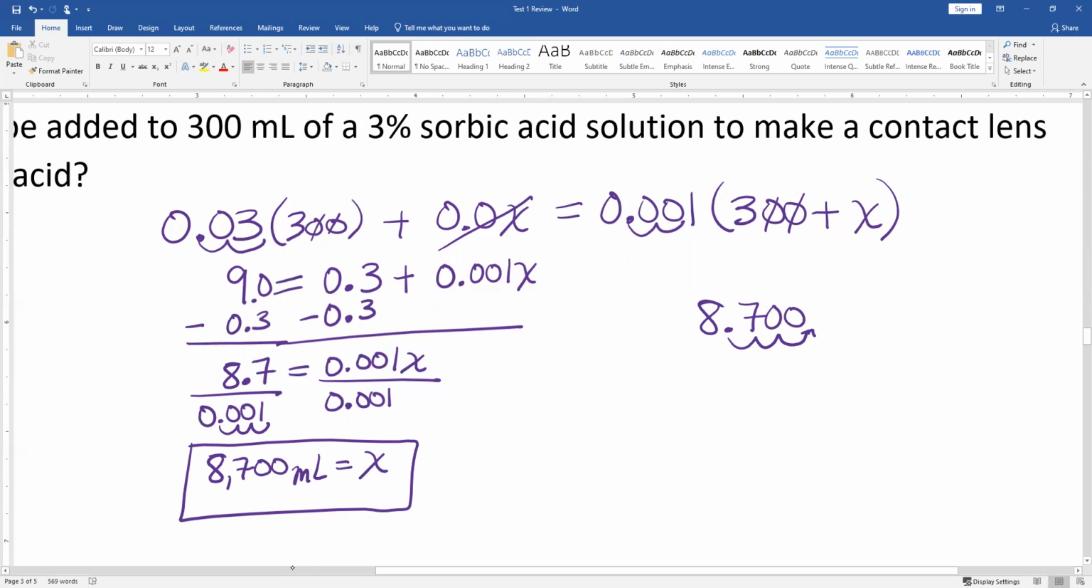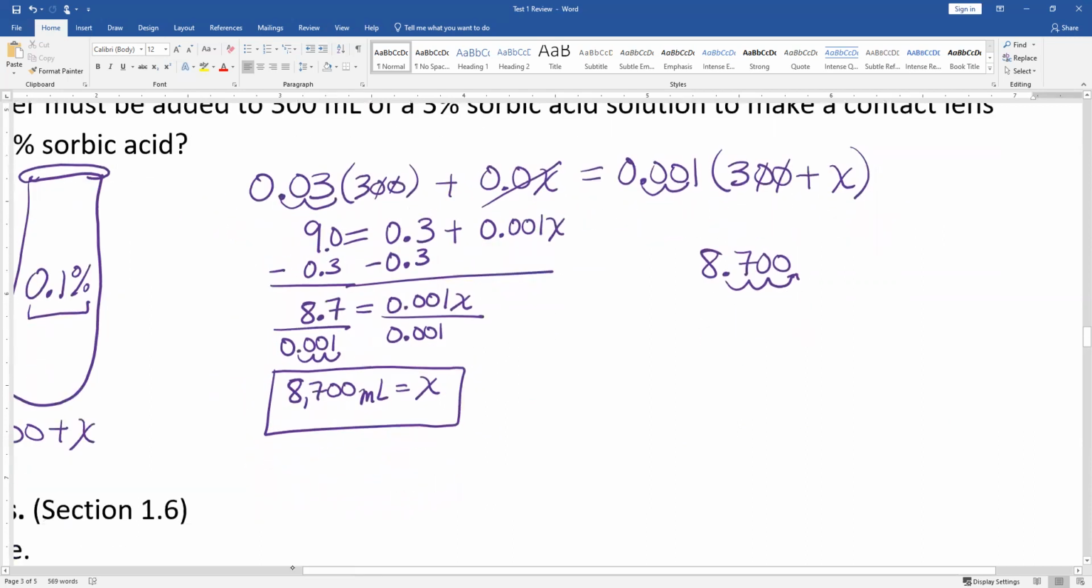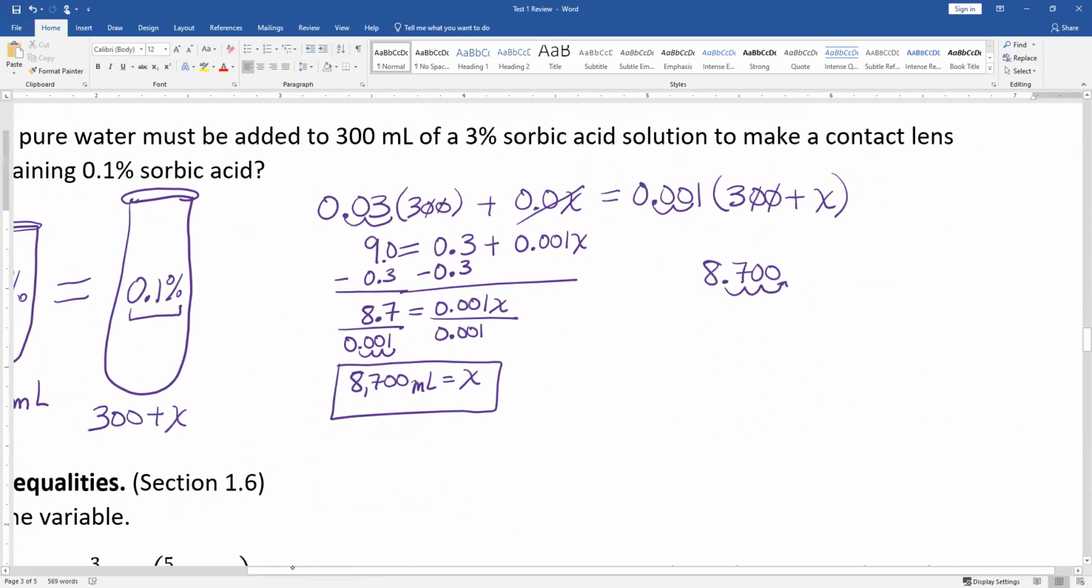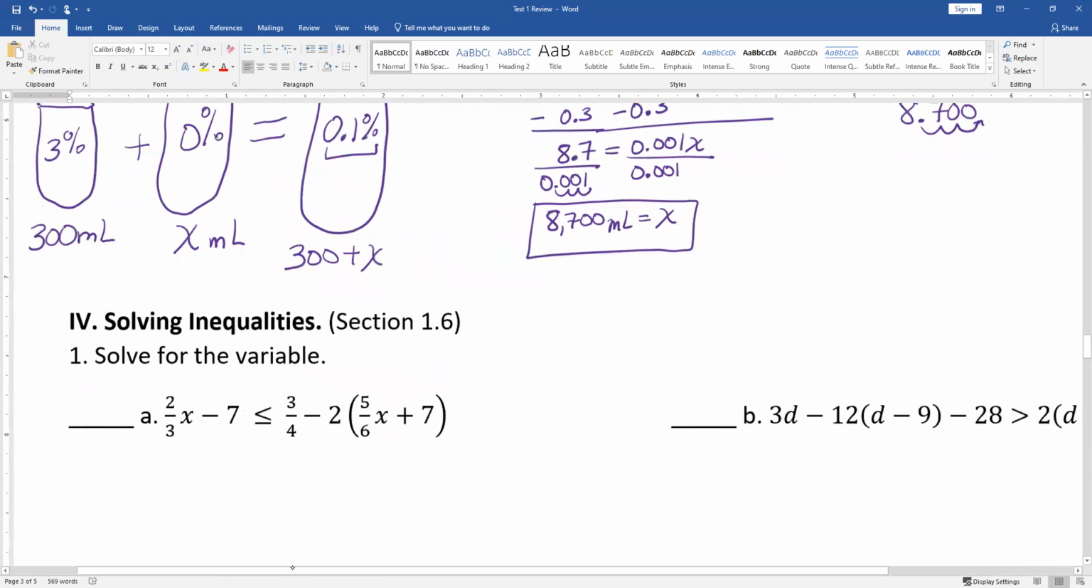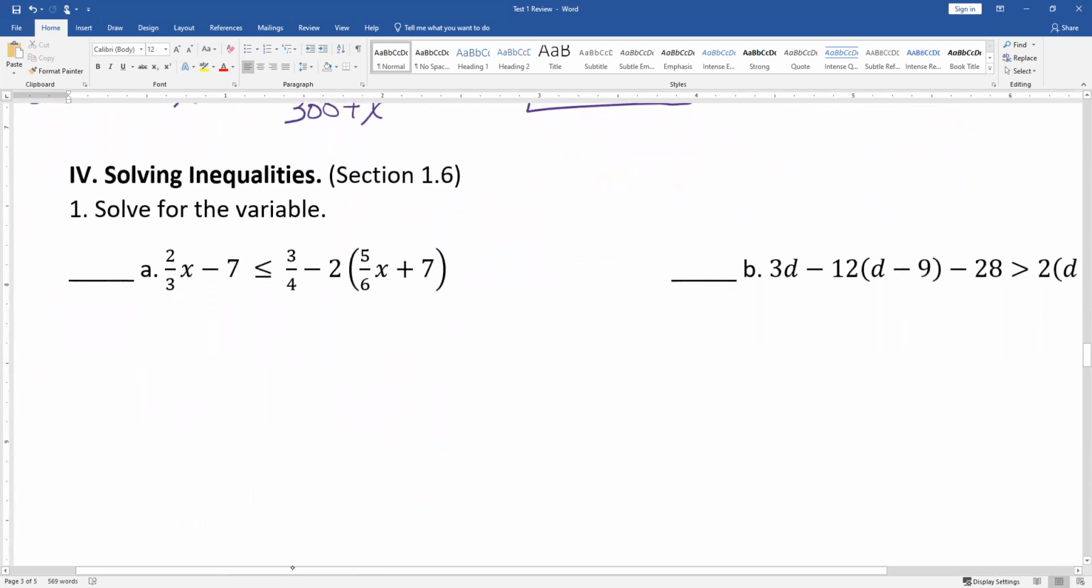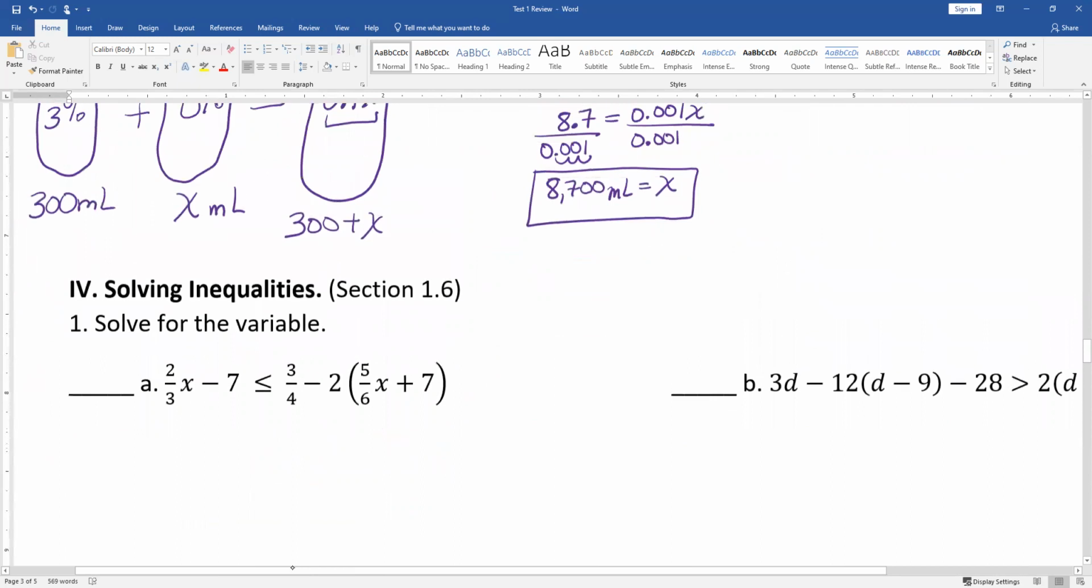Yep. So, it's 8,700 milliliters of pure water will give you a 0.1% solution. Okay. That's it for section 1.5.